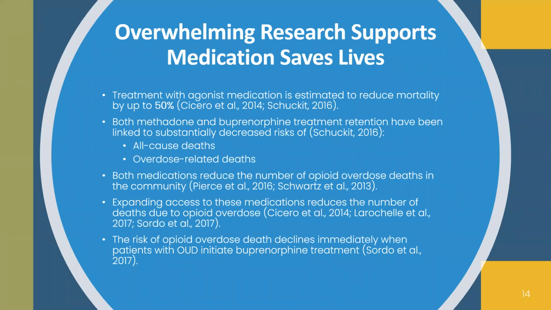There's a great deal of research and science that supports medication-assisted treatment for opioid use disorders does save lives. I'll now share with you some of that research. It has been found that medication like Suboxone is estimated to reduce mortality by up to 50%. It has been linked to reduced risk of overdose-related deaths, and the risk of opioid overdose death declines immediately when patients with opioid use disorders are initiated with Suboxone treatment.